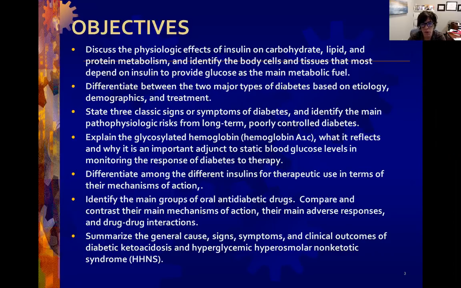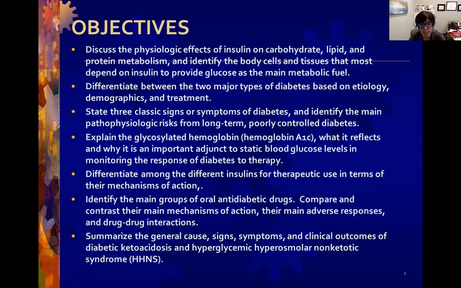So the objectives are to discuss the physiological effects of insulin. So of course insulin's going to come back. It's a common drug. You're going to see it on HESI, you're going to see it on NCLEX, you'll probably see it on your test. Differentiate between two major types of diabetes. Remember, type 1, type 2. The three classic signs of diabetes and the main physiological risks for long-term and poorly controlled diabetes. Explain hemoglobin A1C, glycated hemoglobin, what it reflects and why it's important.